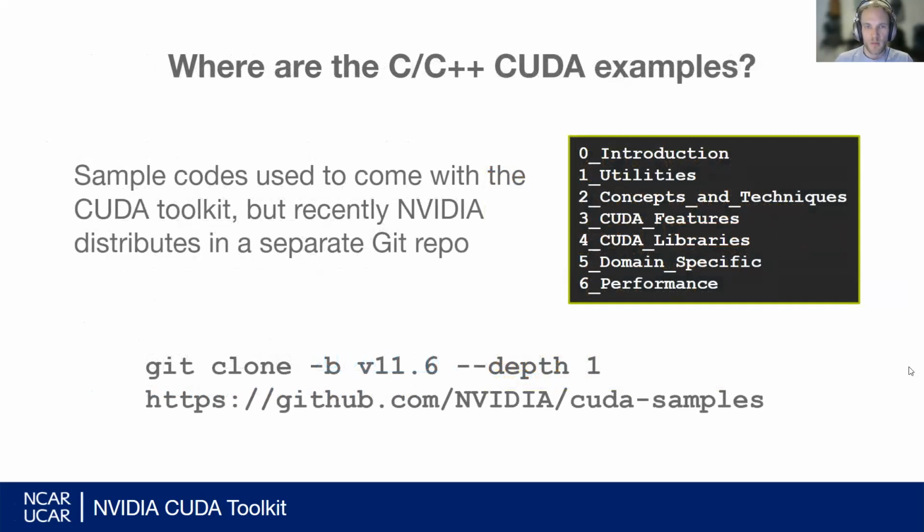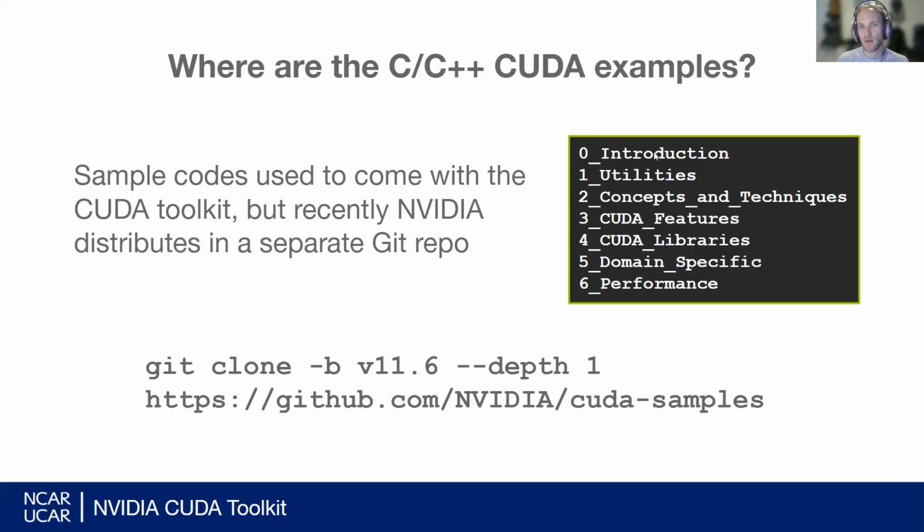Now, I showed a lot of examples before. You might have noticed that there was a CUDA Fortran example, but there was not visible a C++ CUDA example. These used to come with the CUDA toolkit itself, but recently NVIDIA has split that off and distributes it in a separate Git repo. This is very accessible, but they just don't include it with the toolkit anymore.